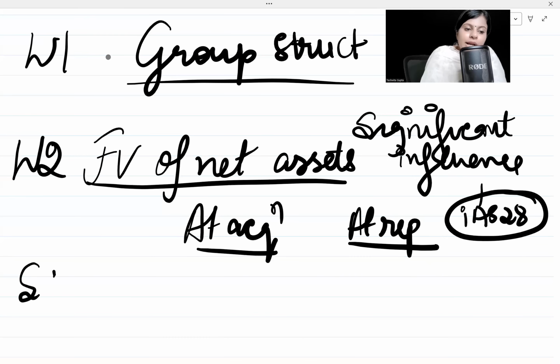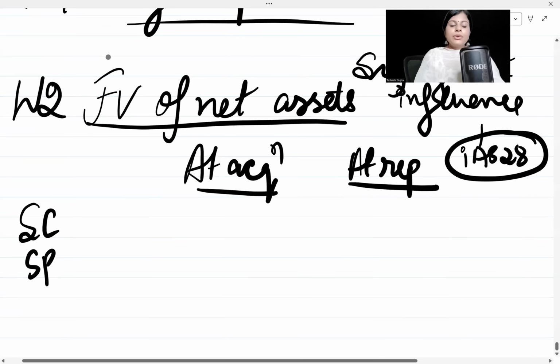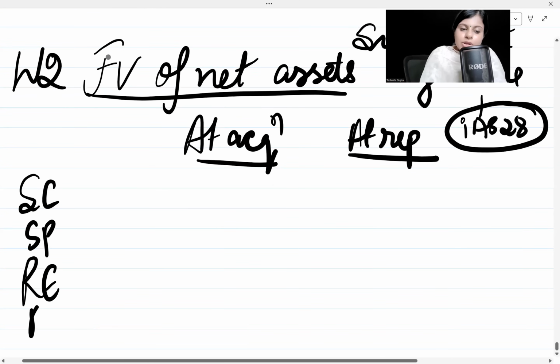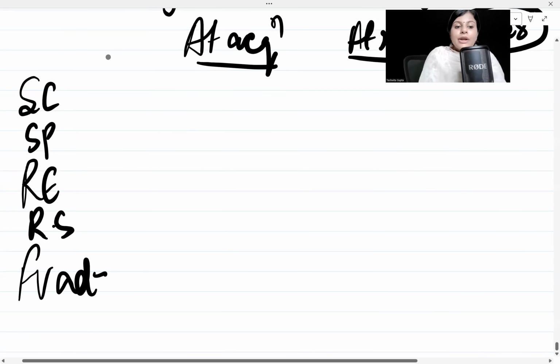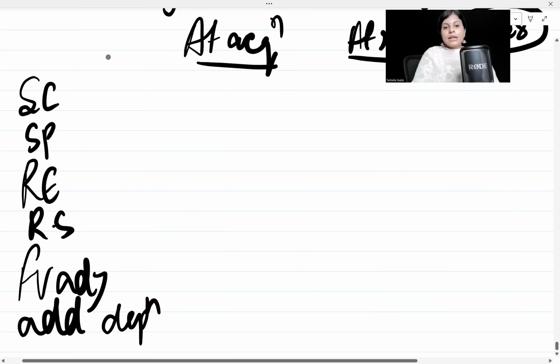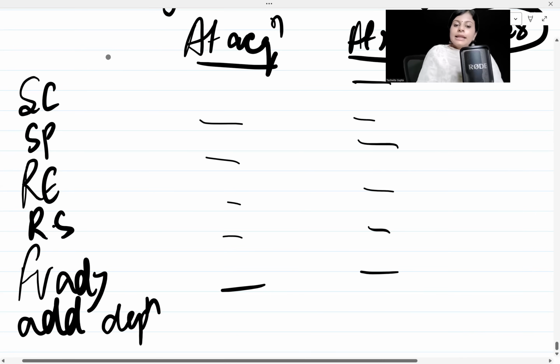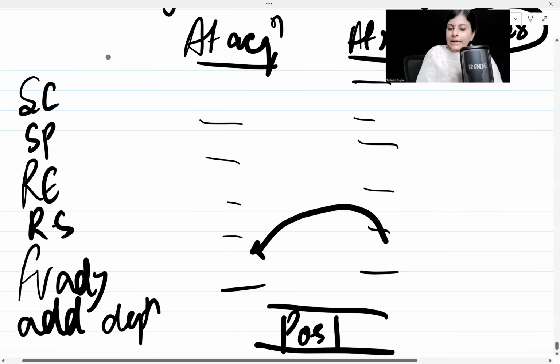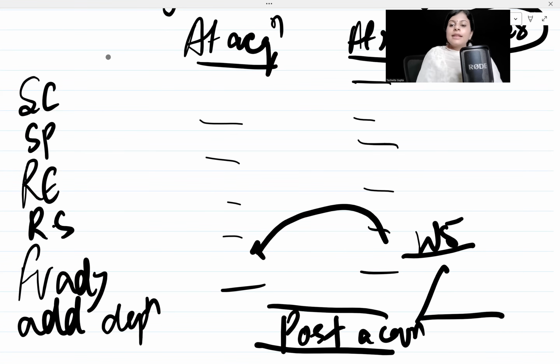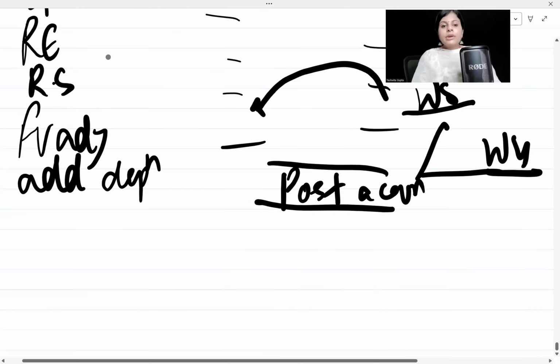So your net assets include share capital, share premium. Then related to the subsidiary, you have retained earnings, revaluation surplus. You might even have some fair value adjustments. And on those fair value adjustments, there might be some additional depreciation as well. So you consider what were all these things at acquisition date, what were all these things at reporting date. The difference between this and this gives you post-acquisition movement. In this post-acquisition movement, the parent in working note number 5 and the NCI in working note number 4 will have a share.